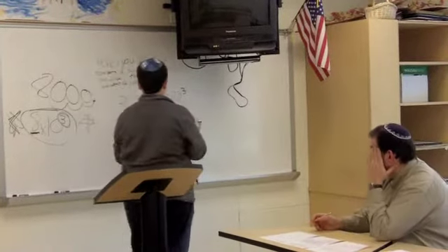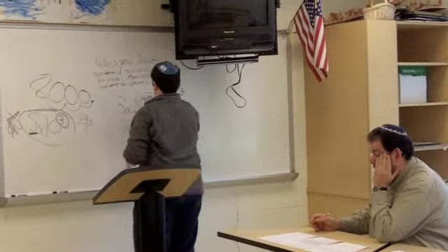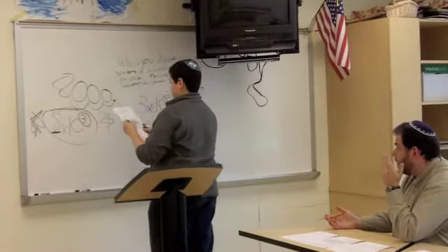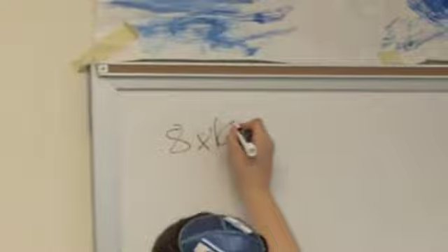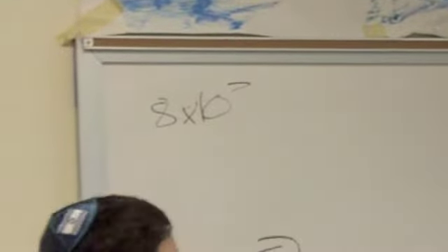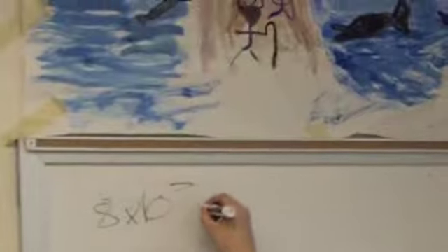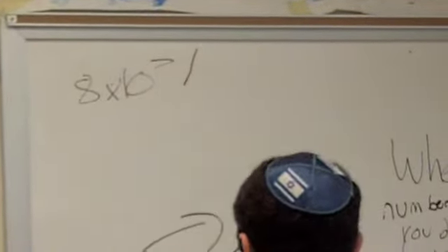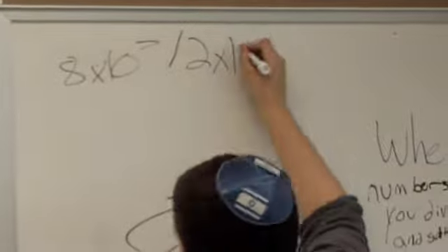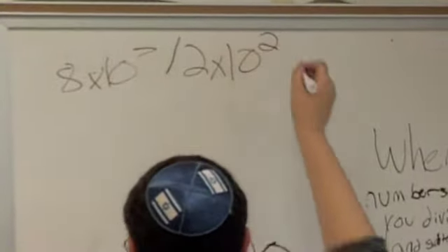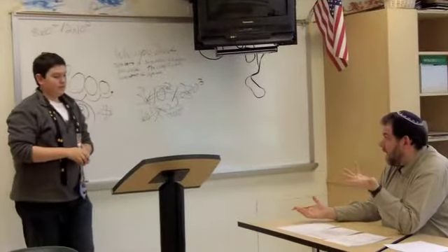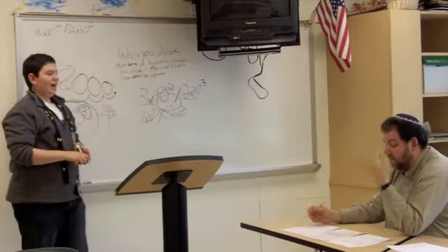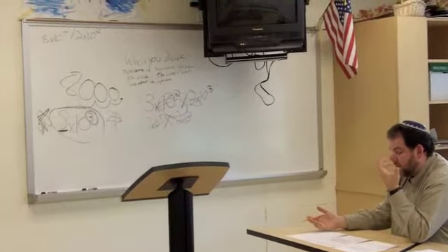Here, let's look at the package. You ready? So, let's take up here 8 times 10 to the 7th. Okay. Divide by 2 times 10 to the second. Come on, try it. I don't know. I don't know. I can't take it anymore! Professor Spitz, take over!